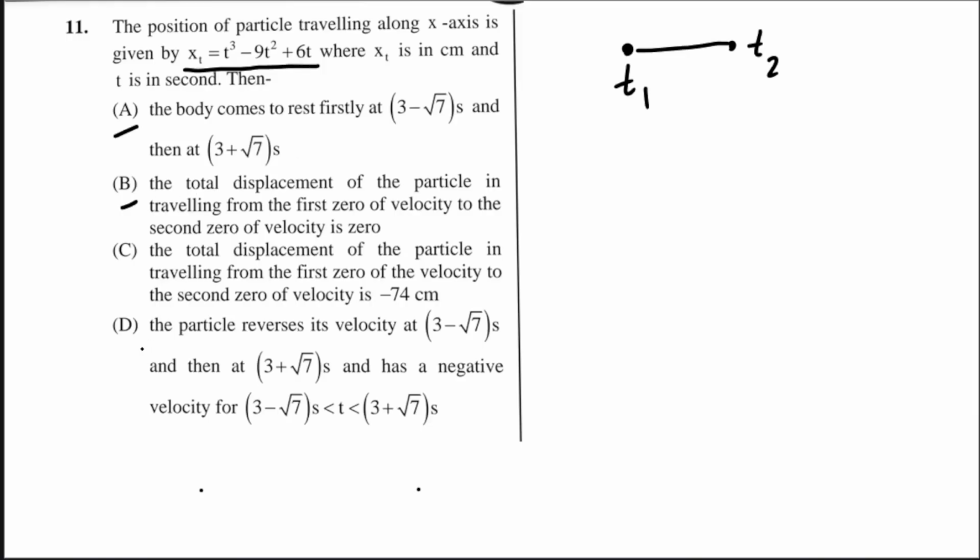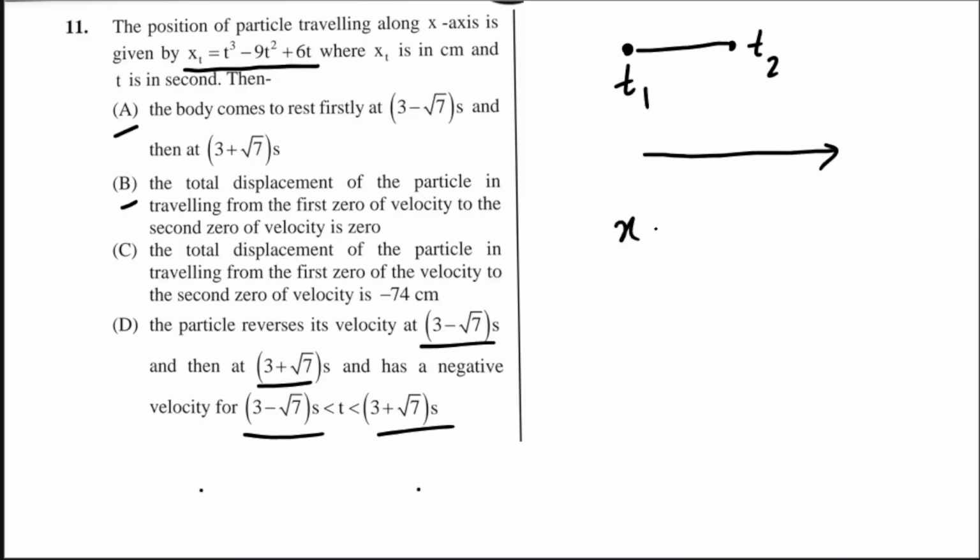And b and c have to do with this. And in d we are asked that at this time and at this time the body is reversing its velocity, is it true or not? And then it has a negative velocity for this time interval. Basically this body is moving along the x-axis.